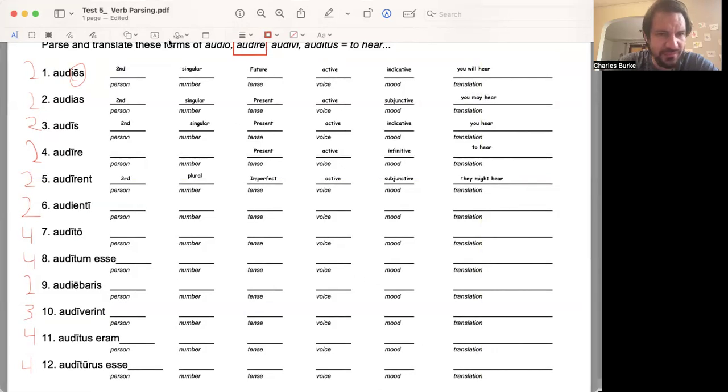Audient. We're going to call this a present. So, sorry, I should say what I'm looking at. What I noticed for Audirent was that RE followed by an ending. What I noticed for Audire was that RE not followed by an ending. What I'm noticing for Audient is actually that NT followed by a third declension ending. I'm realizing that this is from audiens, audientis.